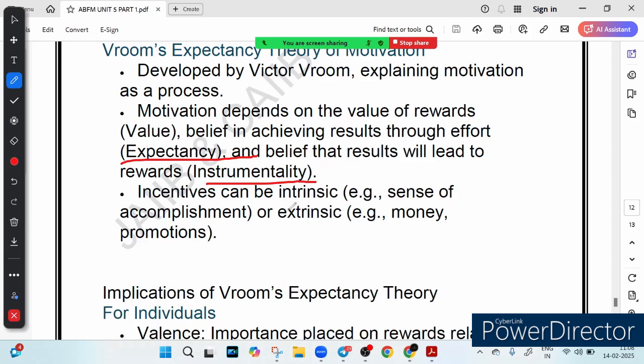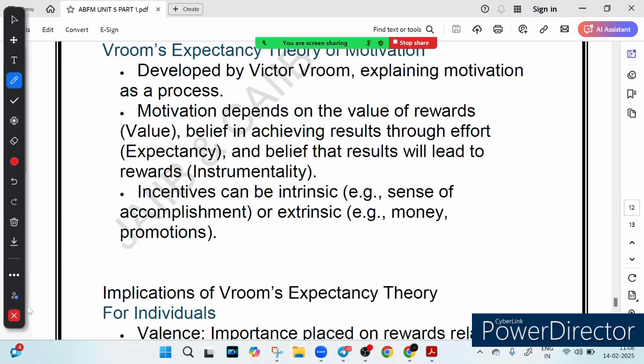Then the third is called valence. So expectancy means, can I achieve it? If you don't believe that working harder will get results, you won't be motivated. The second thing is instrumentality: will I be rewarded? If you think that your company won't recognize your effort, why would you even try? And the third is called valence.